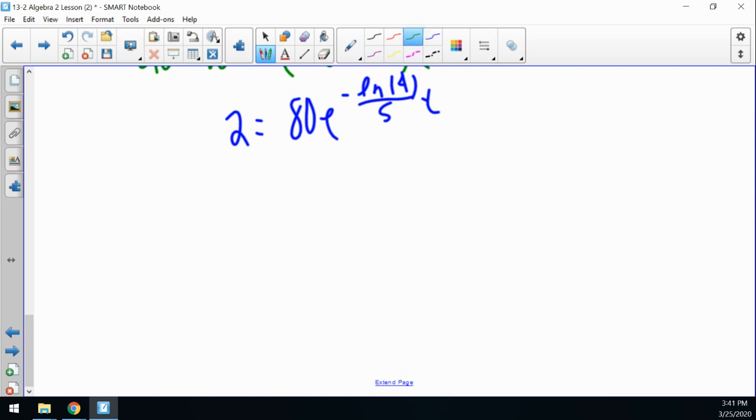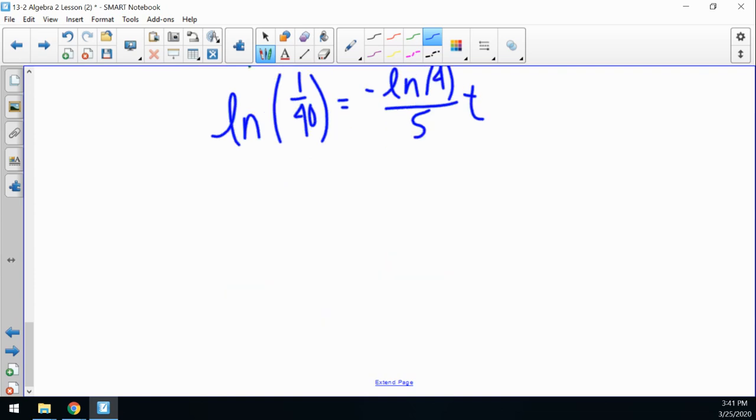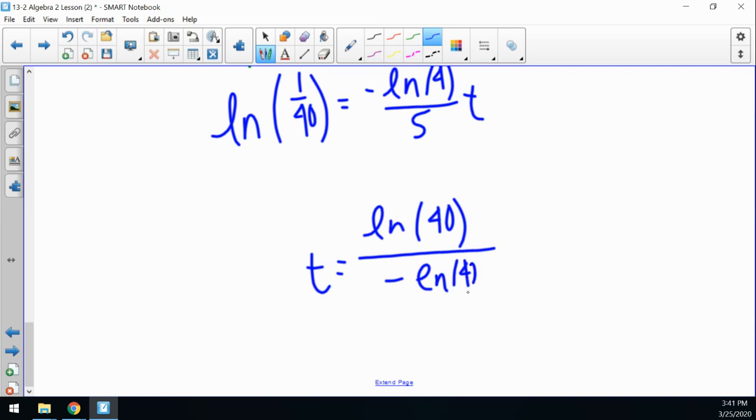As I solve this out, dividing gives 1 over 40 is equal to e to the negative ln of 4 over 5t. I take the natural log of both sides, so the ln of 1 over 40 is equal to negative ln of 4 over 5 times t. And so t is really just the ln of 1 over 40 divided by negative ln of 4 over 5. That's what it is.